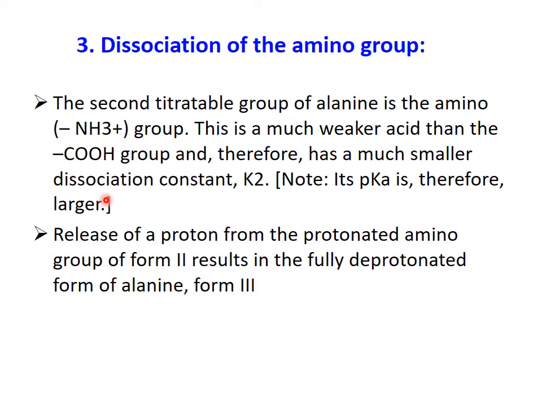Now, dissociation of the second group, the amino group. The second titrable group of alanine is the amino group. This is a much weaker acid than the carboxylic group and therefore has a much smaller dissociation constant. Note, a point to be noted, its pK is therefore high. Release of a proton from the protonated amino group of form 2 results in the fully deprotonated form of alanine, that was form 3.